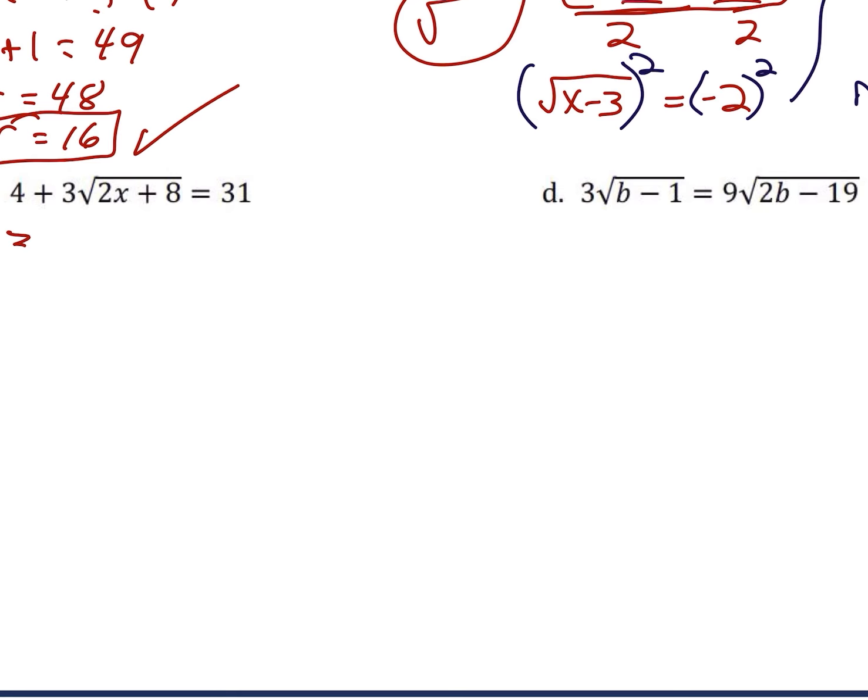Our first goal is to subtract 4 from both sides. I'm not going to show all those steps, but I am going to just tell you that we're going to get 27 on the right.